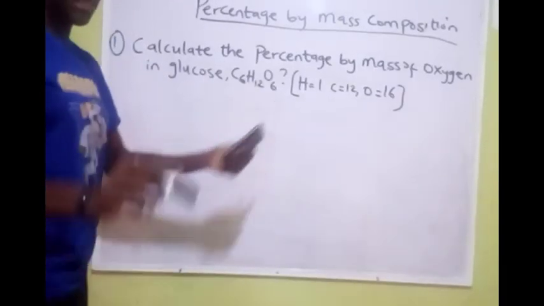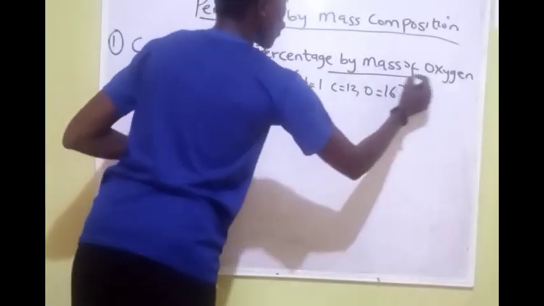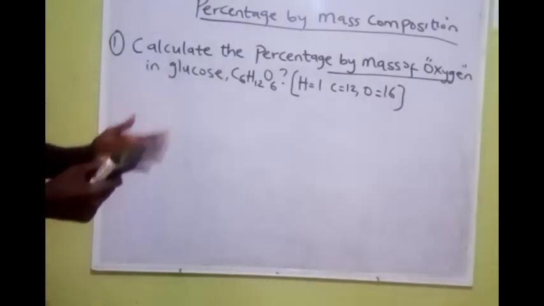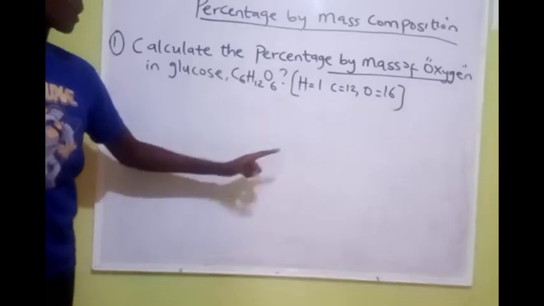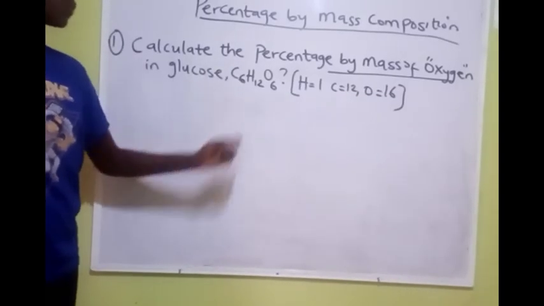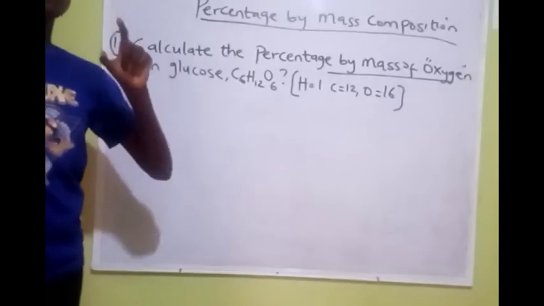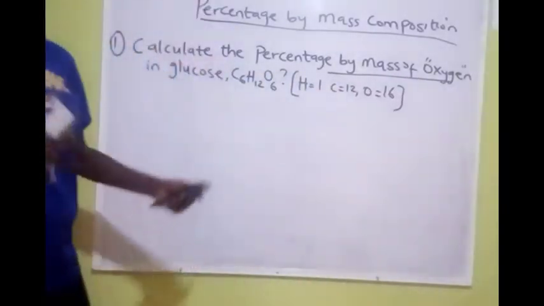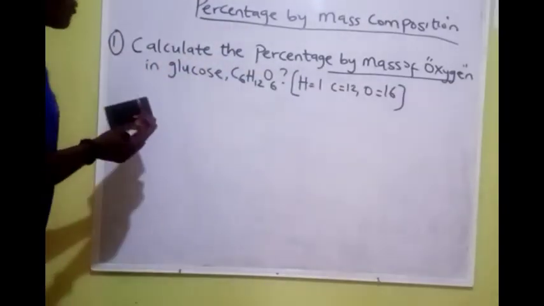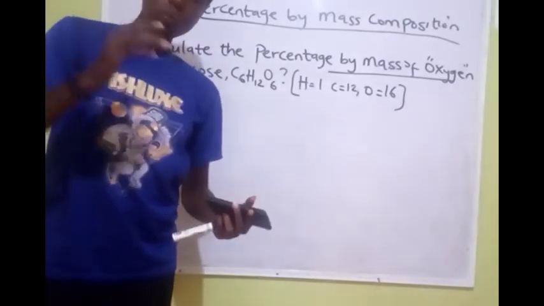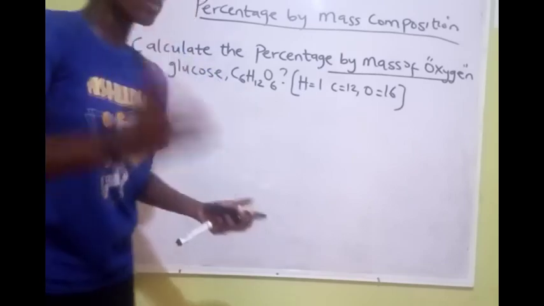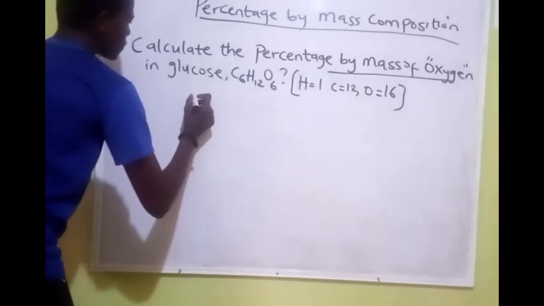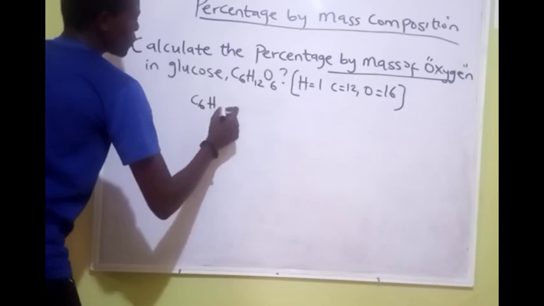So we are asked to calculate the percentage by mass of oxygen. So meaning we can calculate the percentage by mass of each of the elements involved here. In glucose, we have carbon, hydrogen and oxygen. But we are asked particularly to calculate the percentage by mass of oxygen. So what do we do? In order to save time, we're going to calculate the relative molecular mass. So we have C6, H12, O6.